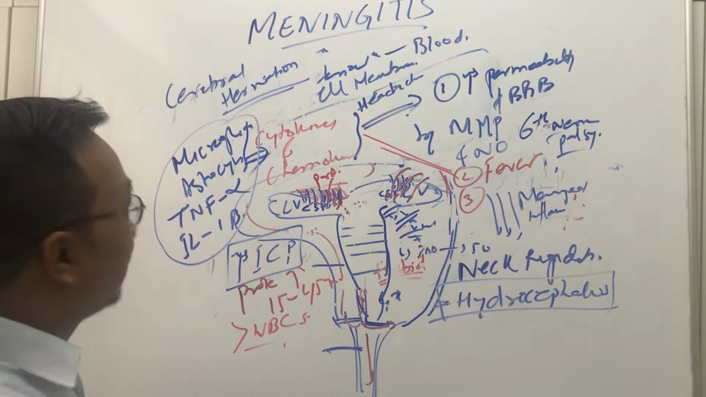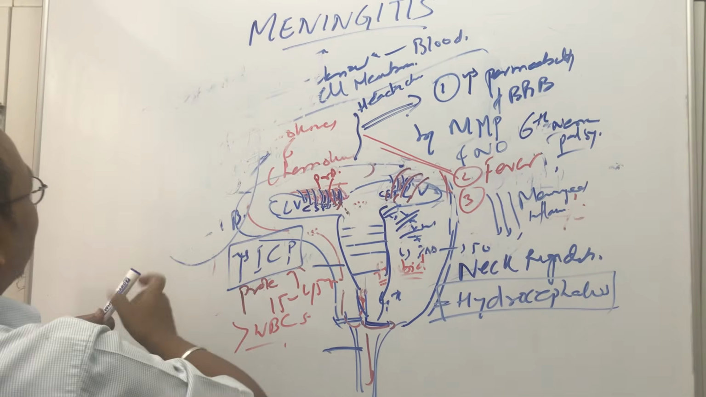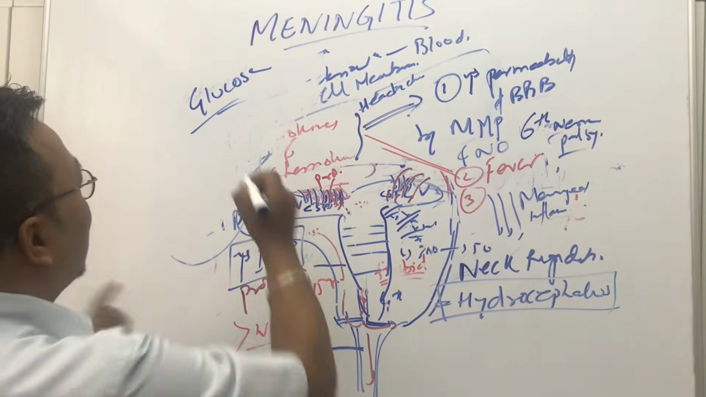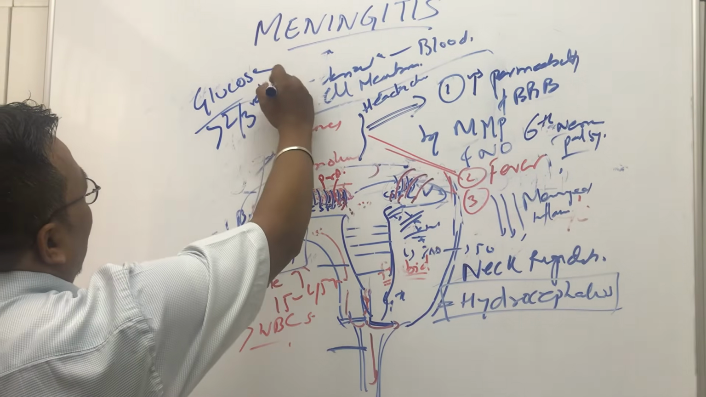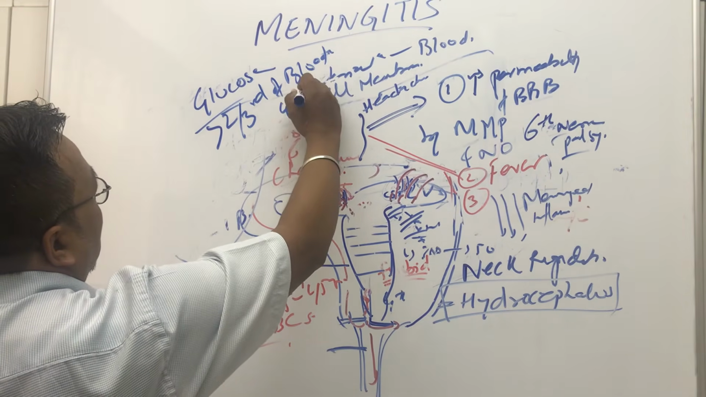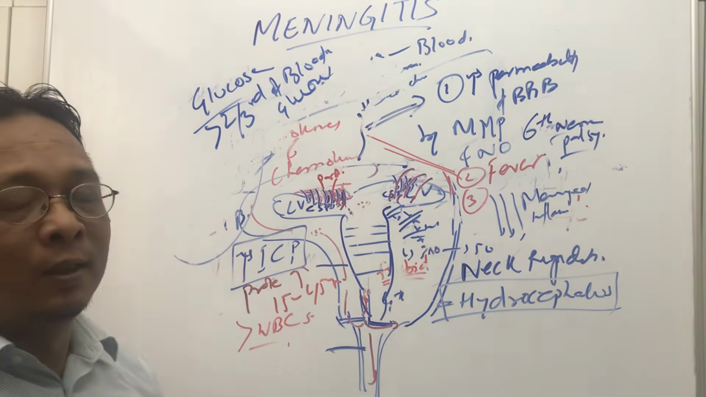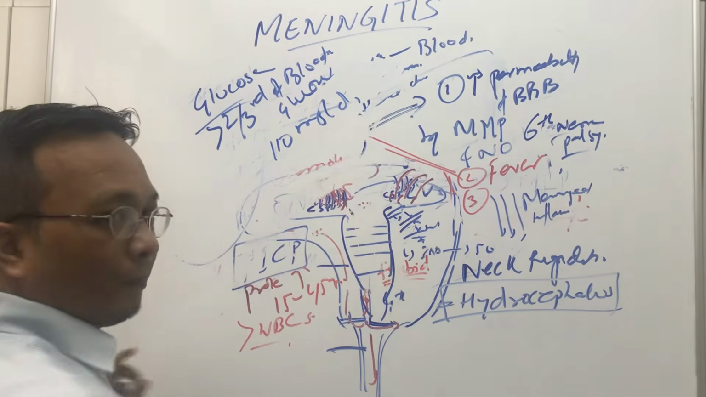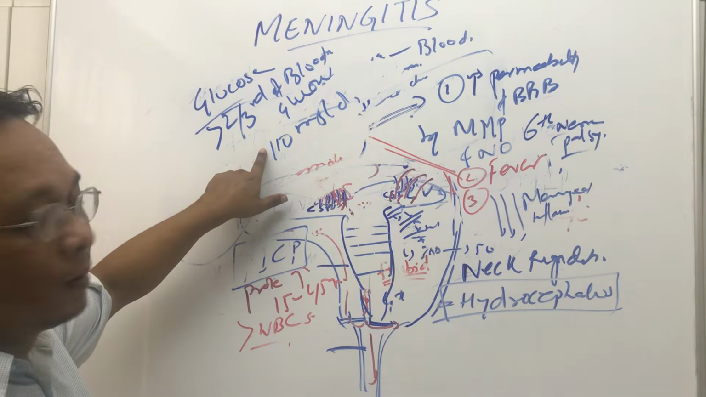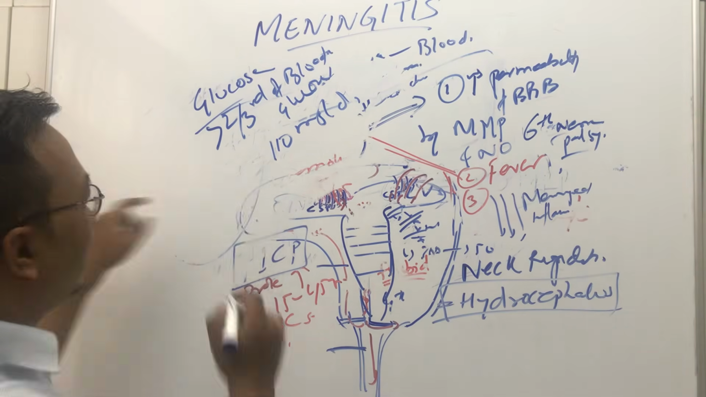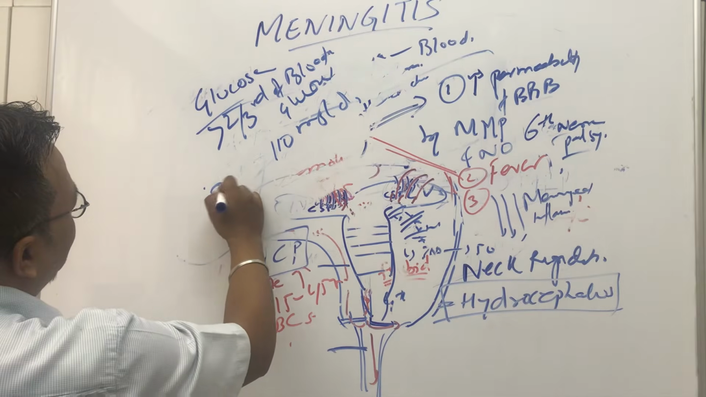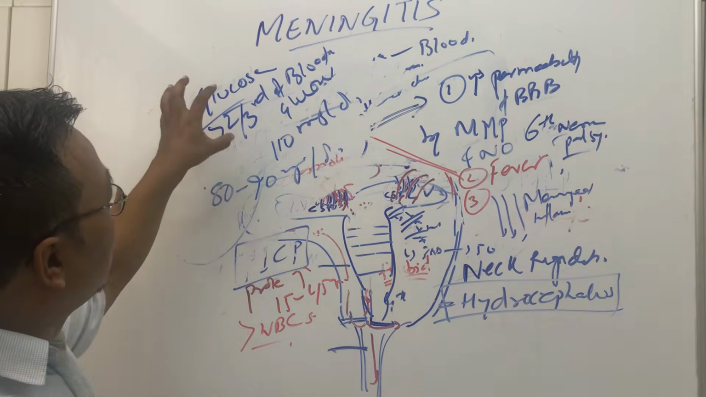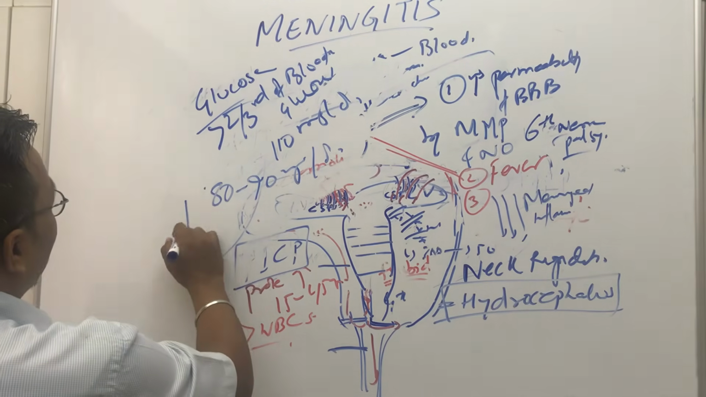In meningitis, in case of CSF, the CSF glucose is normally more than 2/3 of blood glucose. Let's say normal blood glucose is 110 milligram per deciliter. So normal CSF sugar should be around 2/3, which is around 80 or more, say 80 to 90 milligram per deciliter. But in meningitis, the CSF glucose is significantly reduced.